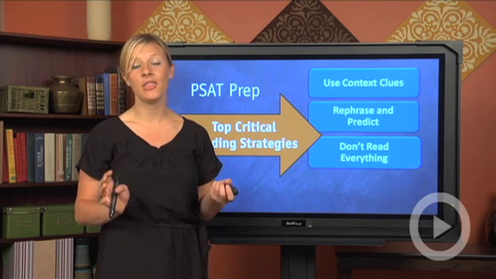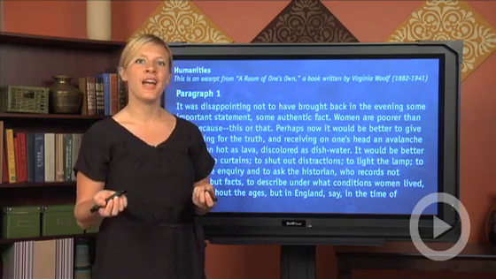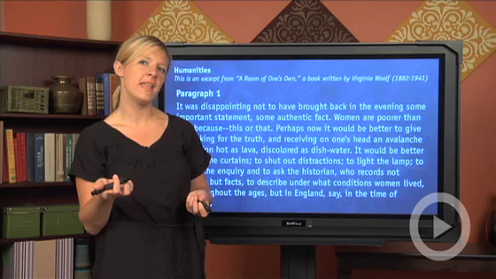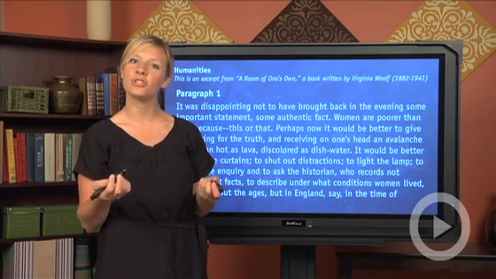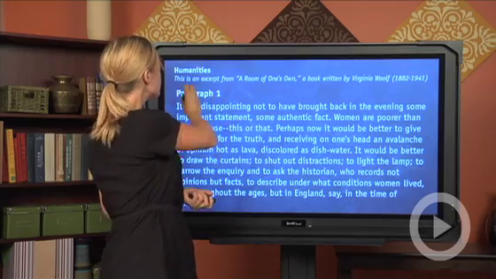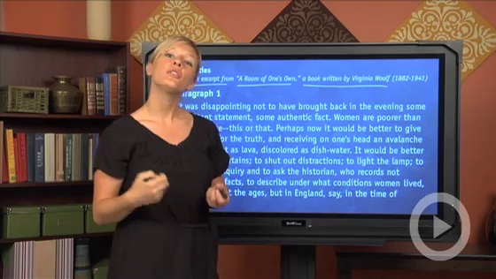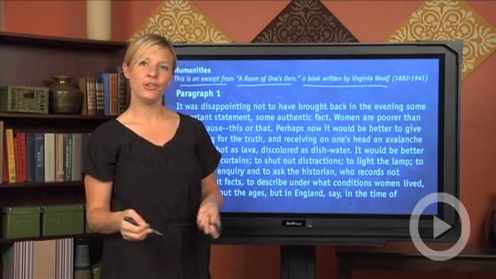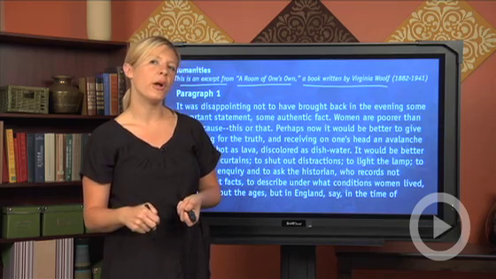On the SAT and the PSAT, you have limited time, so you can't read everything. Well, what should you read? Let's take a look at a sample passage, and I'll point out what you should read. Every passage in the SAT has a couple sentences at the beginning that tell you what the passage is about, sometimes who it is written by, and usually the date. And here, we see that it's an excerpt from A Room of One's Own, a book written by Virginia Woolf. If you know anything about Virginia Woolf, you know that she was a feminist author back in the mid-19th century. It's pretty important context.